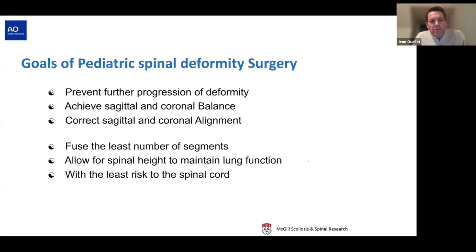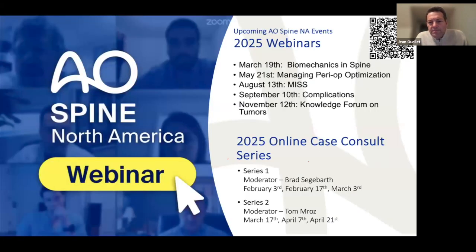So from a surgical point of view, the goal is to prevent further progression of the deformity, achieve sagittal and coronal balance, correct the sagittal and coronal alignment, fuse the least number of segments, and allow the spinal height to maintain lung function, with all of this at the least risk to the spinal cord.